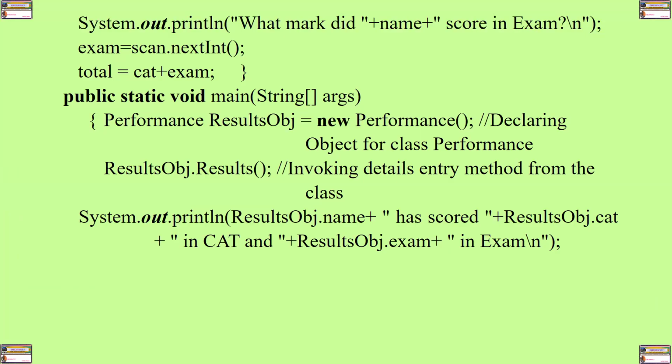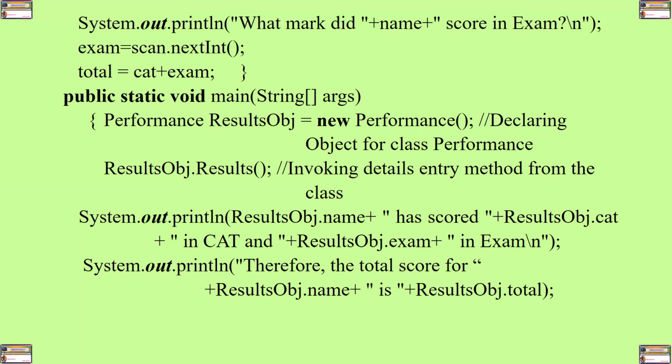So if, for example, the name is Julius, the cat is 20, and the exam is 70, it will read as follows. Julius has scored 20 in cat and 70 in exam. That's just an example. Next statement is, therefore, the total score for Julius is, so it will display or pick the total or the value in the member called total and display it at this point. And that will be the end of that program.